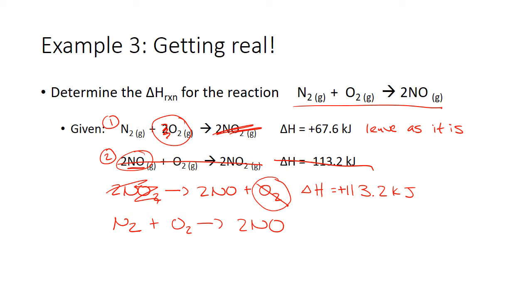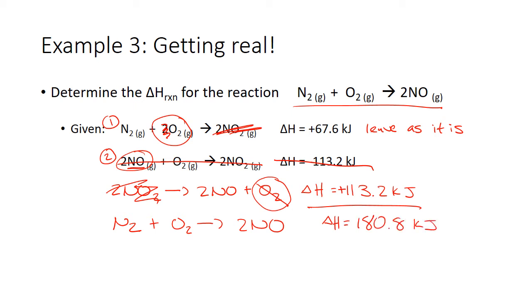So there's our calculator. We can finally add these up as well. If we do 67.6 plus 113.2, we get delta H equals 180.8 kilojoules.